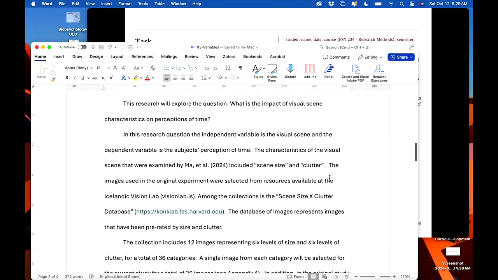The images in the original experiment, I'm telling you where they got their images, and I was able to get copies of those images as well. So you'll notice that these are links here. There's the Vision Lab, the Icelandic Vision Lab, and then within that is a collection called the Scene Size by Clutter database right there.